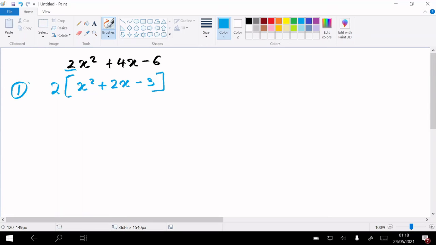Make sure you remember this. It's not just the x squared's coefficient you're getting rid of. You're not getting rid of anything. You're factorizing out the number. You're factorizing out the number from the expression. Keep that in mind. Now here's the funny thing.